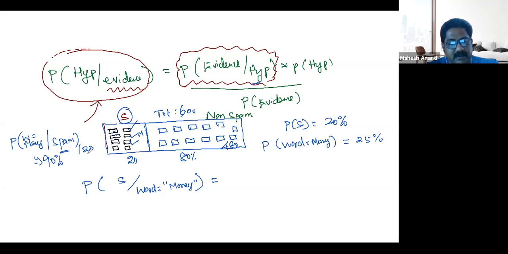90% means 108 emails. Out of 120 emails, 108 emails are containing the word money. That means the remaining 12 emails contain other keywords. There may be other keywords, but those remaining 12 emails are also spam mail only. So these are the prior statistics I know.